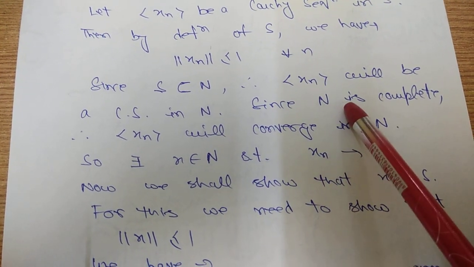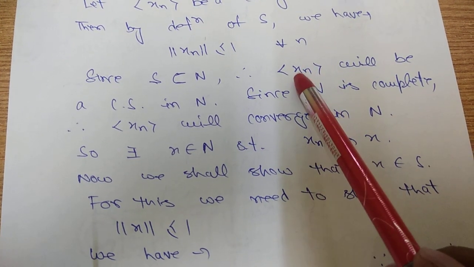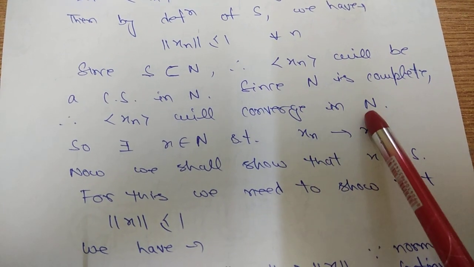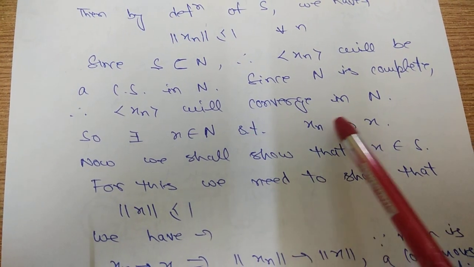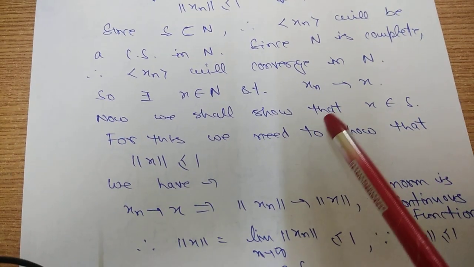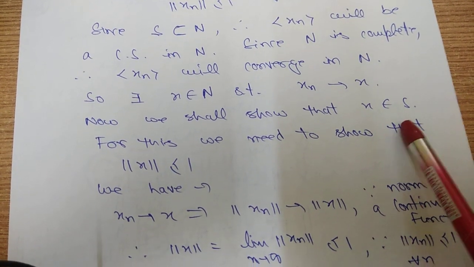Now this N is complete. Since N is complete, this xn is a Cauchy sequence in N, so it will converge in N. So we get an element x in N such that xn converges to x. Now we'll show that this x which is in N belongs to S also.